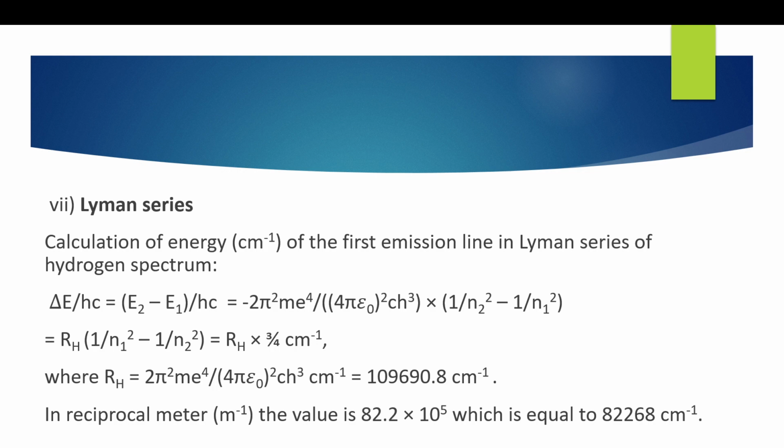Now, Lyman series, calculation of energy in reciprocal centimeter of the first emission line in Lyman series of hydrogen spectrum. The formula is delta E over hc, where delta E means E2 minus E1. So by using Rydberg constant, the equation becomes RH multiplied by 1 over n1 square minus 1 over n2 square, where RH value is given, and we get the result of Lyman series 32,268 reciprocal centimeter.